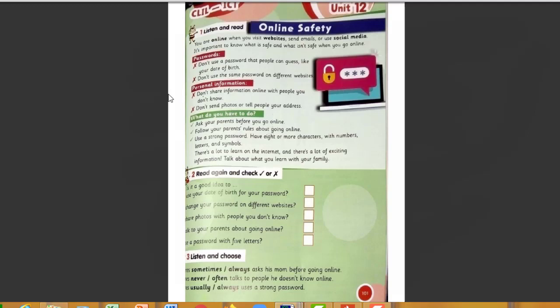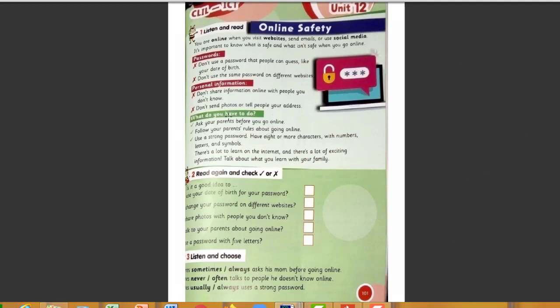Personal information. What about the personal information? Number 1, don't share information online with people you don't know. If you have personal information, don't share it with people you don't know. Number 2, don't send photos or tell people your address. Don't send a personal photo to anyone you don't know.